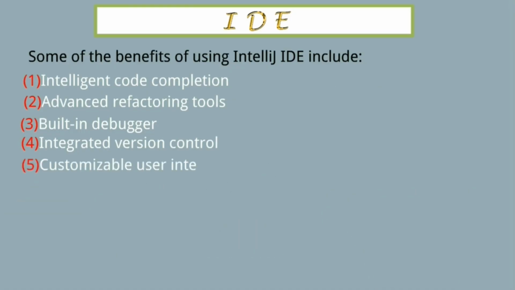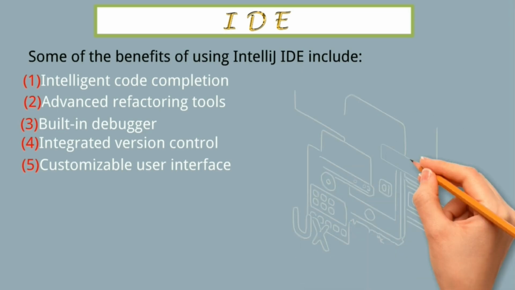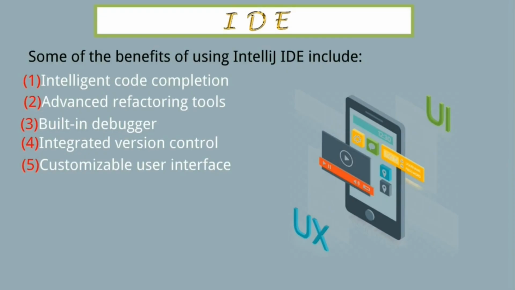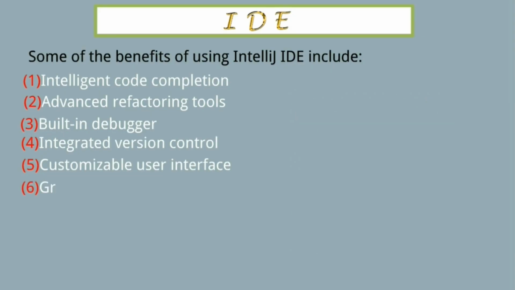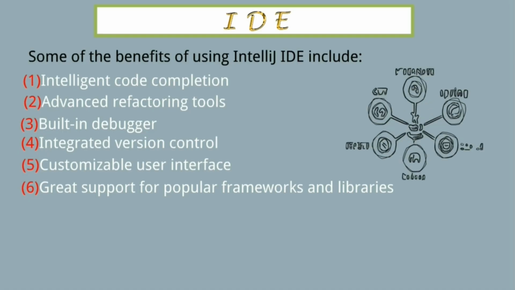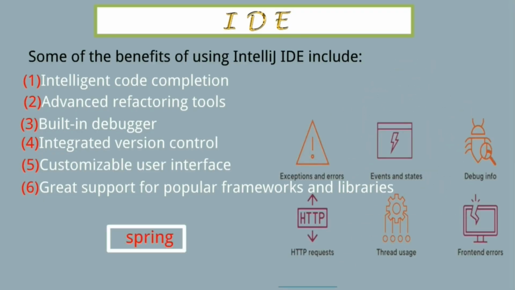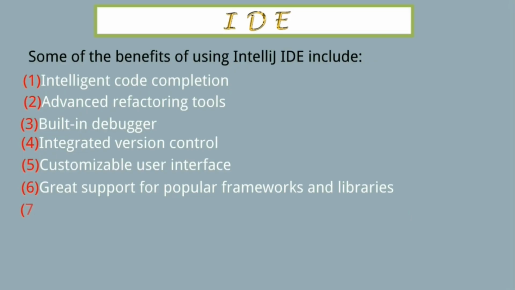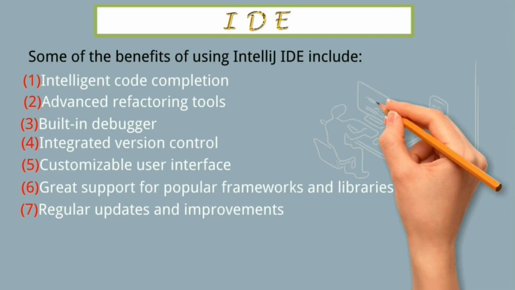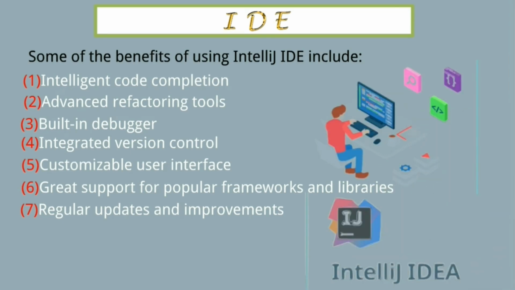The next one is customizable user interface. Now, this feature offers a customizable user interface, allowing you to tailor it to your specific needs and preferences. The next one is great support for popular frameworks and libraries. IntelliJ IDEA provides excellent support for popular Java frameworks and libraries such as Spring, Hibernate, and Android. All right, and the last one, not the least, is regular updates and improvements. JetBrains actively develops and improves IntelliJ IDEA, releasing new versions regularly.